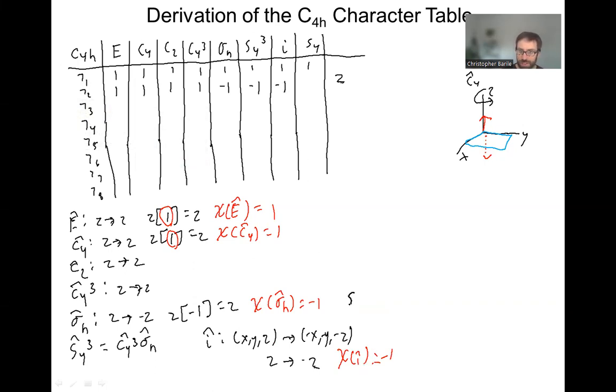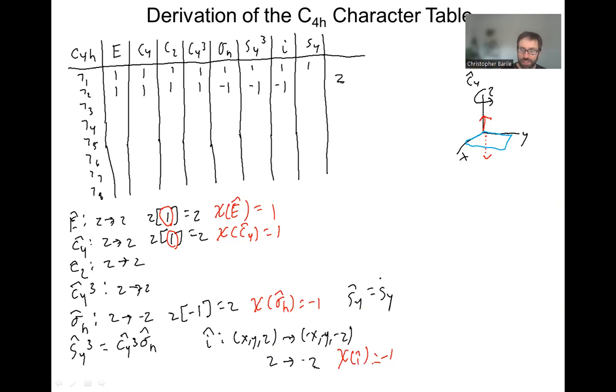And our last one is S4. By the way, the order in which you place these is totally arbitrary. We could have switched these. We could have put inversion at the end. We could have put C2 here. It doesn't really matter. There are some standard ways that people usually do it with character tables, but it's all arbitrary. Same thing with the ordering of these, right? You don't have to have the totally symmetric one listed as the first vector, just arbitrary.